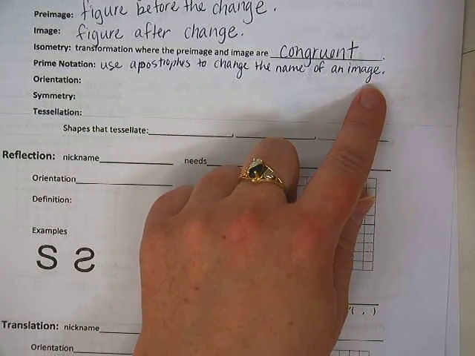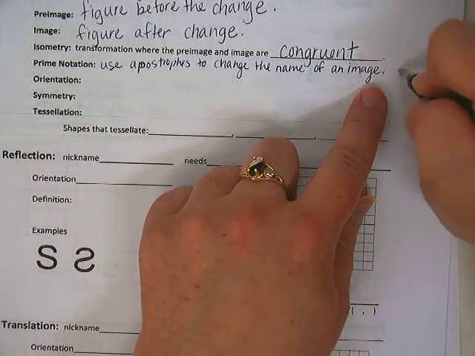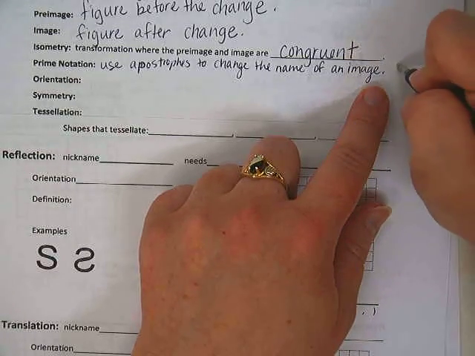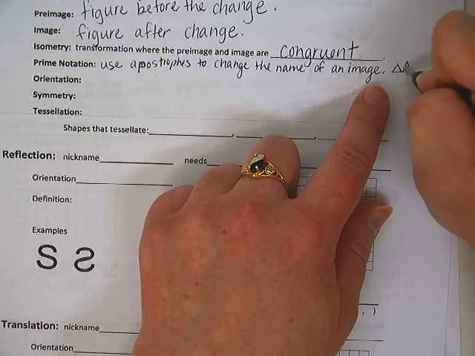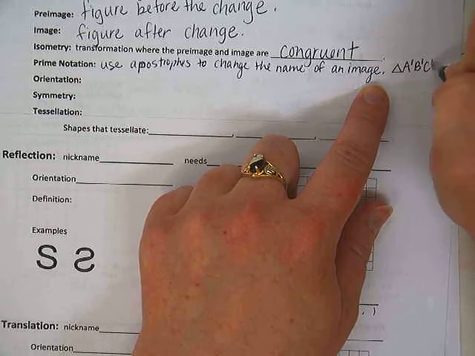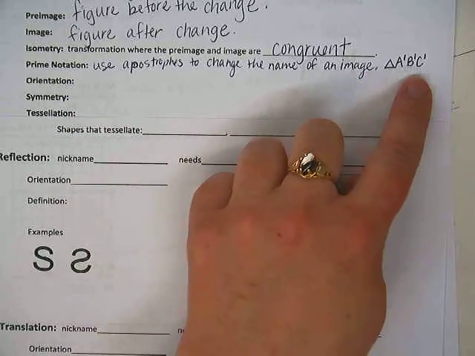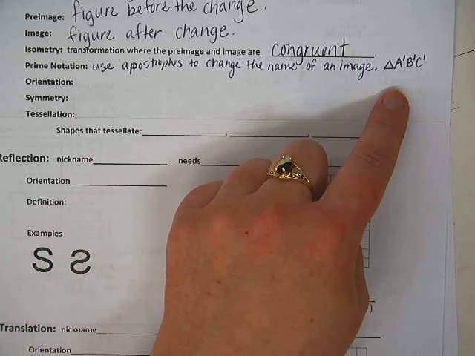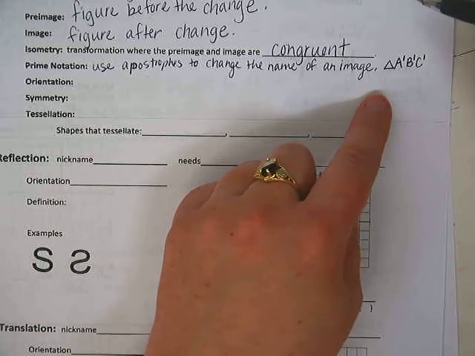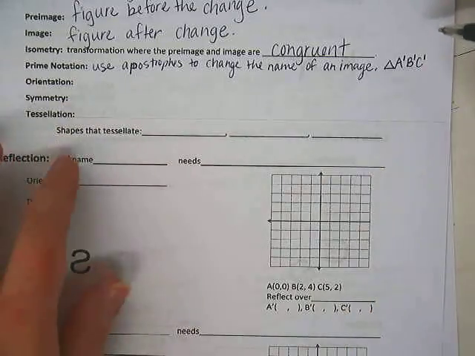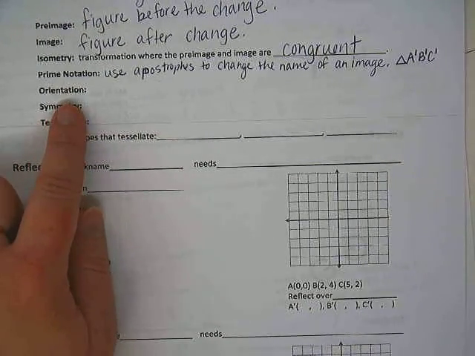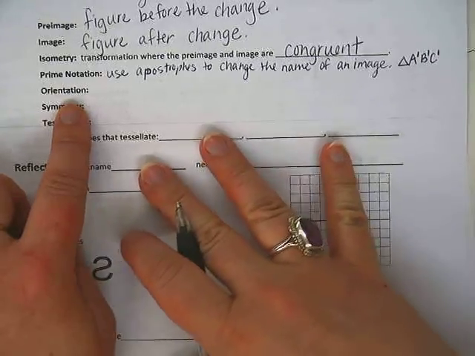Okay, so for example, if I have a triangle that is an image of a different triangle, and the old triangle was ABC, triangle ABC, I might want to name my new triangle, triangle A prime, B prime, C prime. And it'll just have those little apostrophes like that, but instead of saying A apostrophe, B apostrophe, C apostrophe, we use the word prime to name that. Okay? So we will be using that notation today.